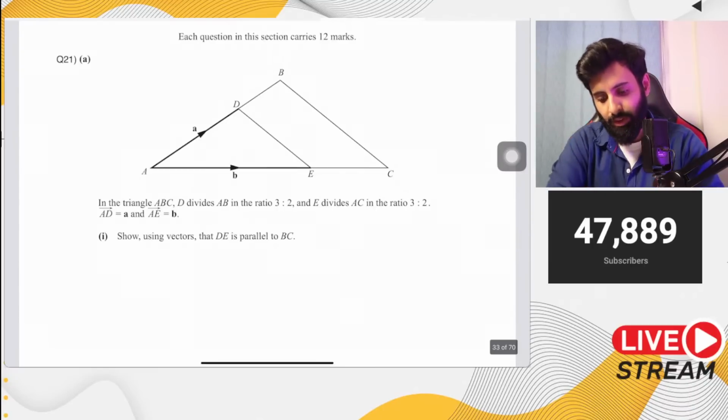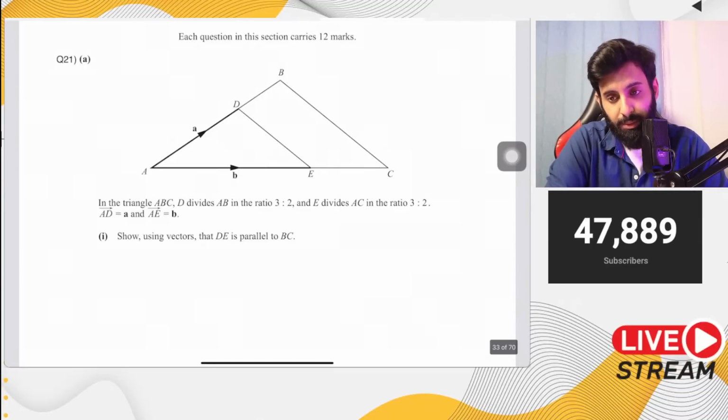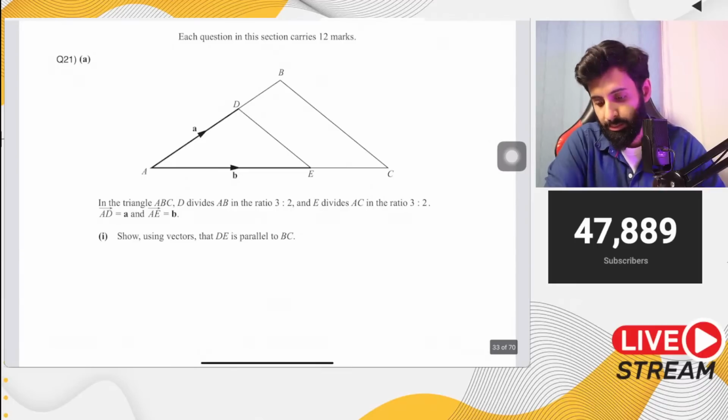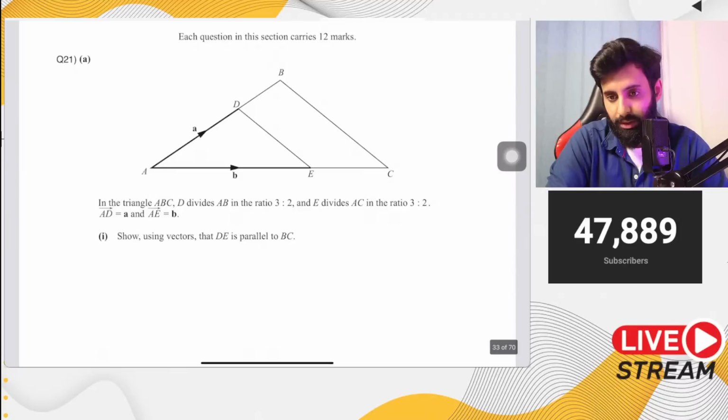Okay, now, here's question number 21, part A. Let's see what it says. Maybe congruent or similar triangles. That's what I mean. I'm not saying just congruent triangles. Maybe congruent or similar triangles, or maybe both. Will paper 2 be easy? I don't know whether it will be easy or not.